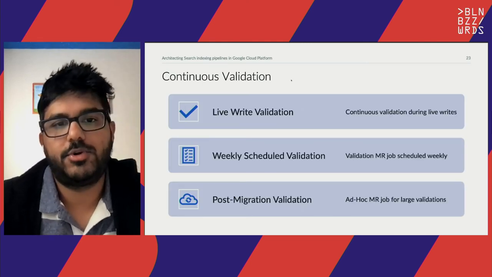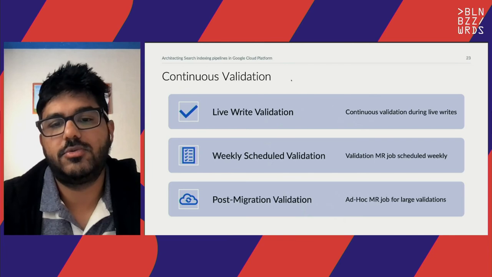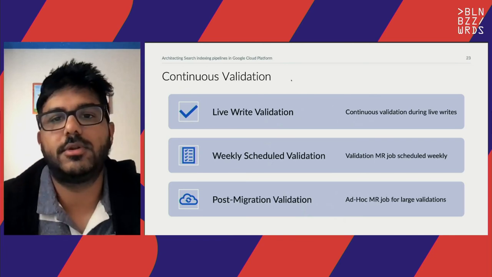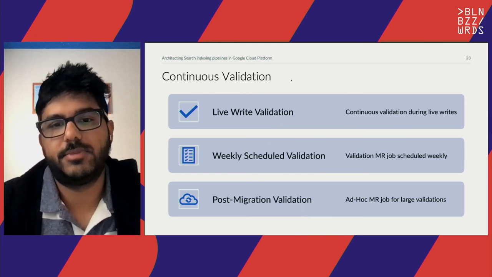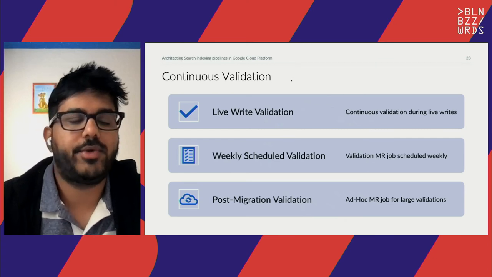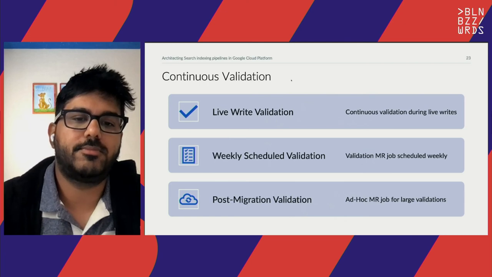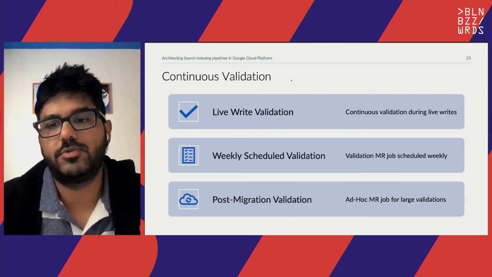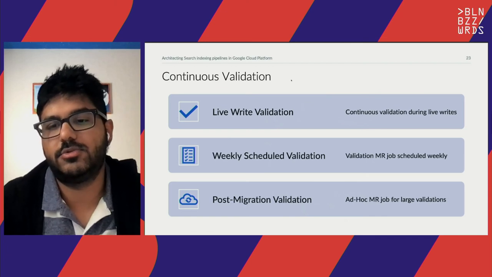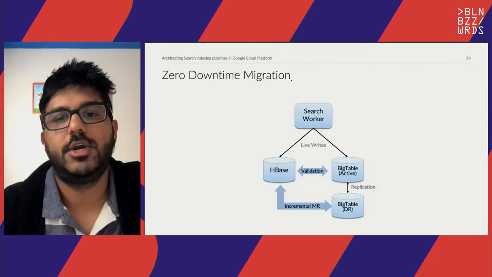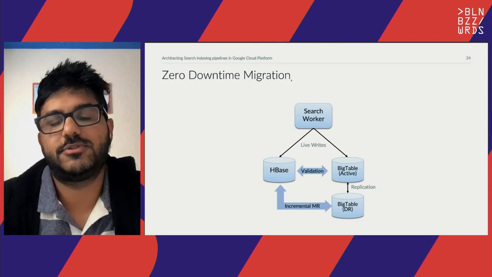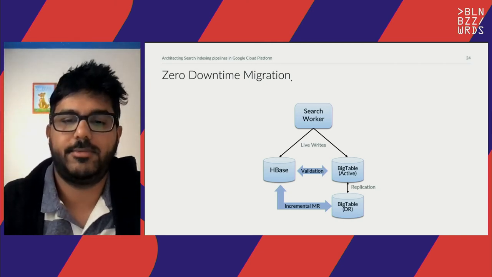Some of the validations that we ran were continuous live write validation. So a percentage of the live writes from the search worker were continuously being validated to ensure the same rows were present in HBase and Bigtable. We ran weekly scheduled jobs to validate the data across the two targets. And then lastly, whenever we ran a post-migration job, we would run a post-migration validation to sample 1% of the rows and ensure that they matched across the two clusters. This ensured that we had pretty high confidence when we were completing the migration that we have successfully migrated all of the data into Bigtable.